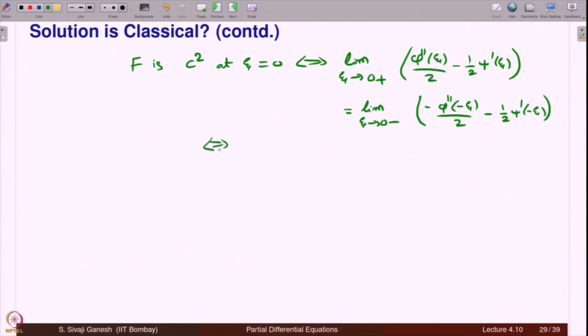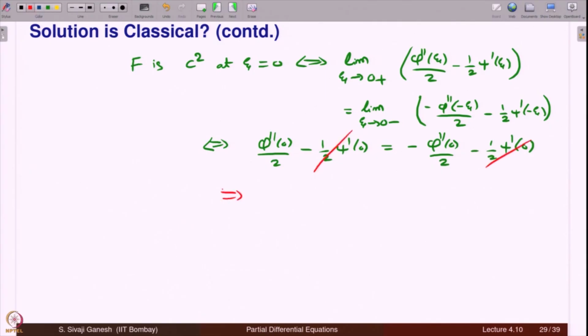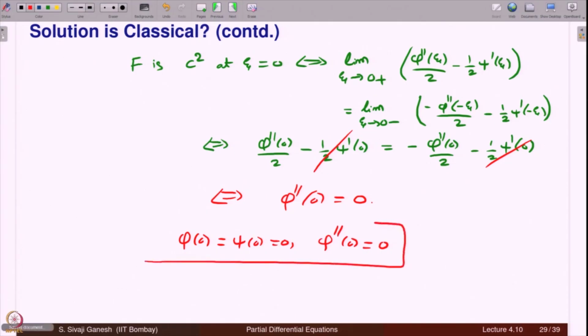So, that is if and only if phi double dash at 0 by 2 minus half psi dash of 0 equal to minus phi double dash of 0 by 2 minus half psi dash of 0. So, now this goes off, therefore, if and only if phi double dash of 0 equal to 0. So, we have got 3 conditions: phi of 0 and psi of 0 must be 0, no conditions on first derivatives, second derivatives must be 0. So, these are the compatibility conditions.